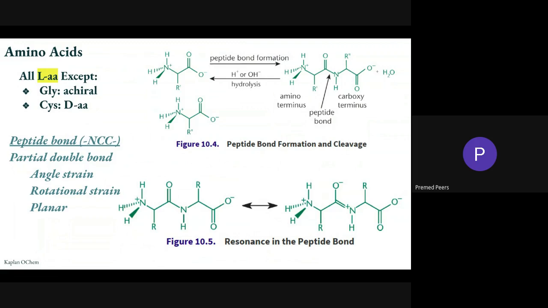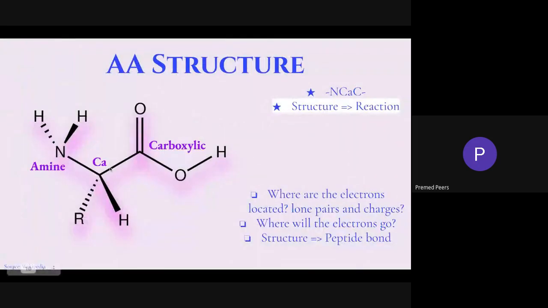So if you do not remember some of those things, you can go back to one of the OChem sessions, where I go through the formation of the peptide bond and how it relates to hydrolysis. Some of the key important information right here is that every amino acid is L except cysteine, which is D, because having the sulfur on the side chain changes the chirality on the C alpha.